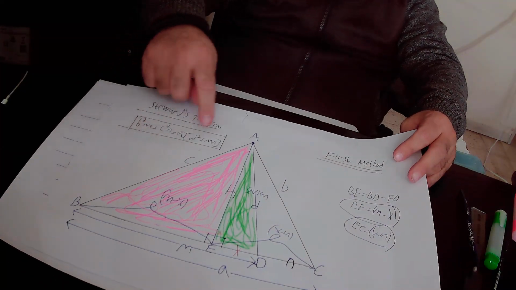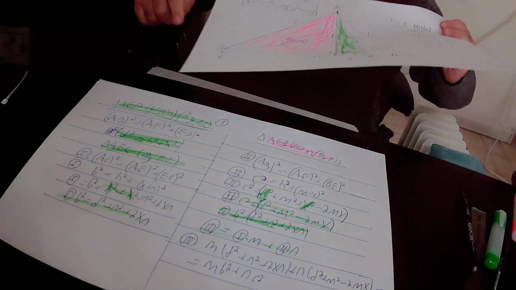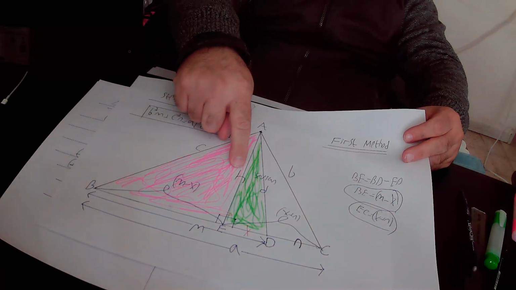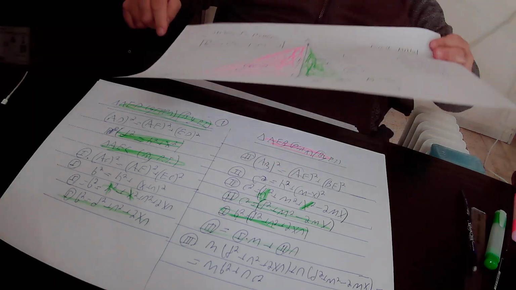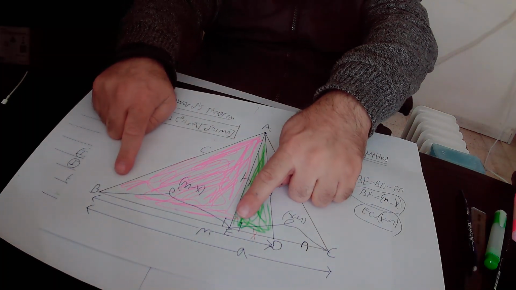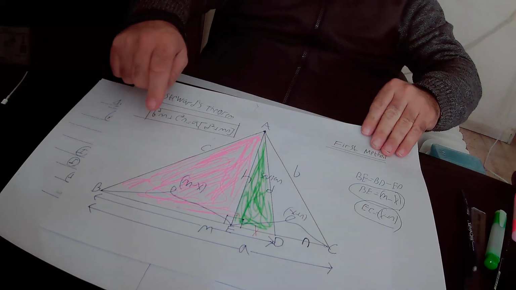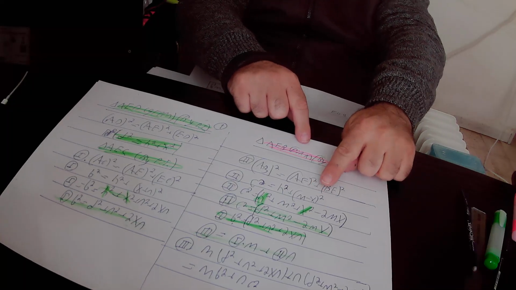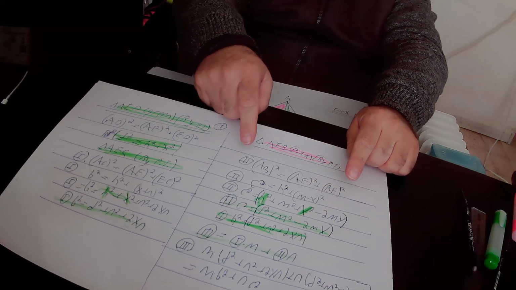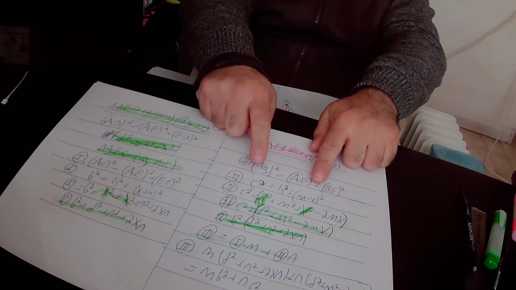AB is C, therefore AB square is C square. AE is h, therefore AE square is h square. And finally, BE, we already found out that BE equals M minus X. Therefore, BE square is M minus X square. And so in conclusion, according to equation number 2, C square equals h square plus M minus X square.